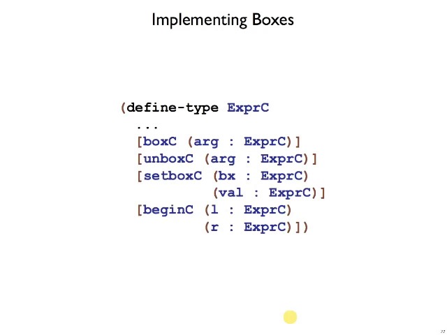The ExprC grammar, the ExprC extensions are straightforward: BoxC, UnboxC, setBoxC. I'm leaving out the hyphen and exclamation mark just to make it simpler for this internal name, and BeginC.